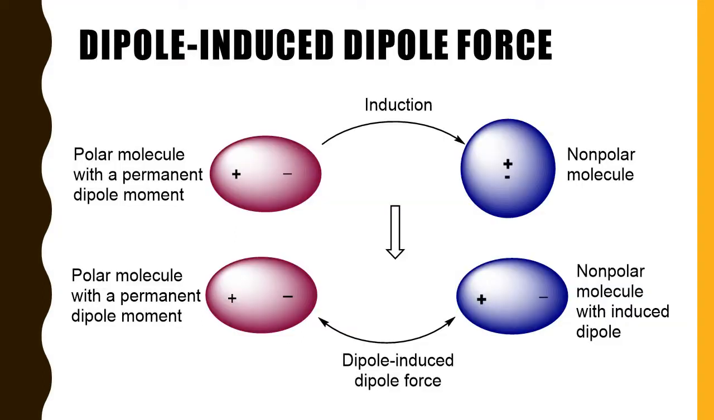Dipole-induced dipole forces occur between polar and nonpolar molecules. The permanent dipole in a polar molecule can affect the electron distribution in a neighboring nonpolar molecule and induce a temporary dipole in the nonpolar molecule. This temporary dipole is also called an induced dipole. This phenomenon leads to intermolecular attraction, and the force involved is called dipole-induced dipole force. Formation of this force is illustrated in the figure.